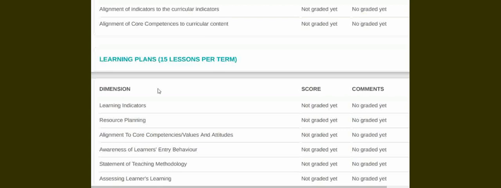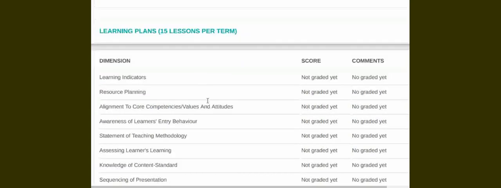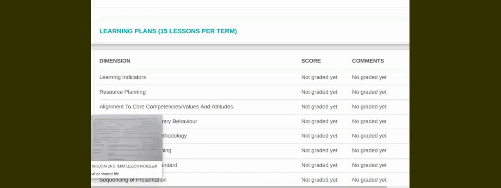And I'm going to take you through the individual components or aspects of the learning plans so that we'll be abreast with time, and this will serve as a guide in our lesson note preparation. The first one on the list of the lesson plan is the learning indicators, and this is the same as the objectives.